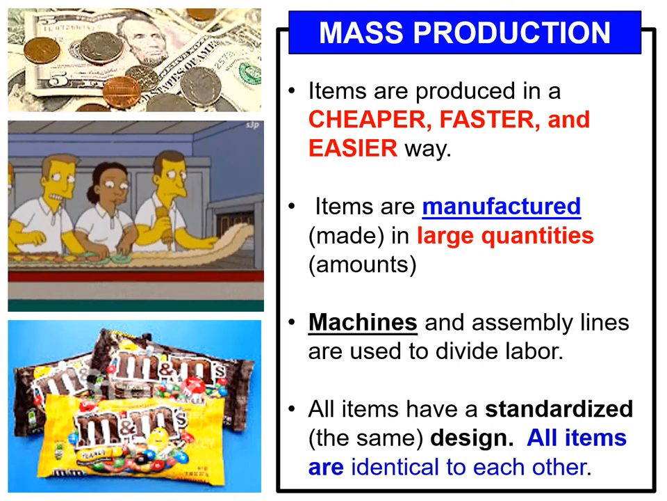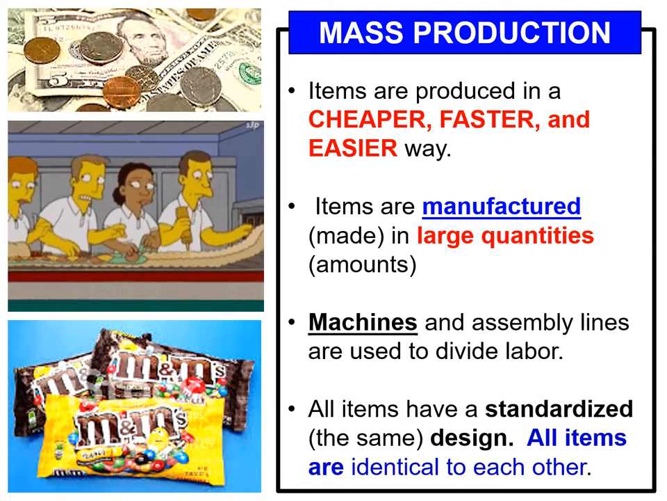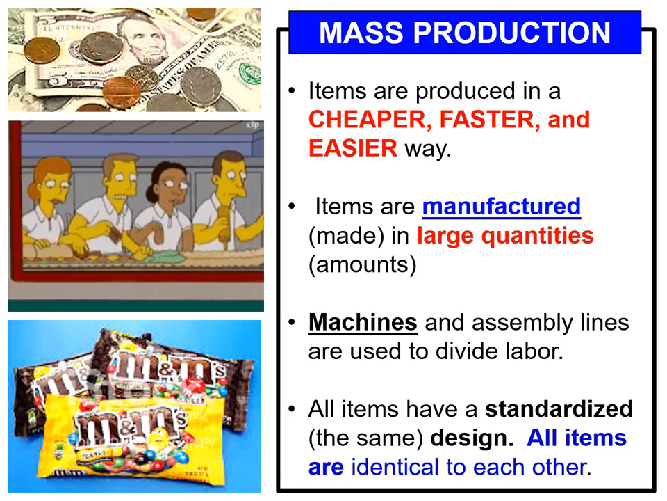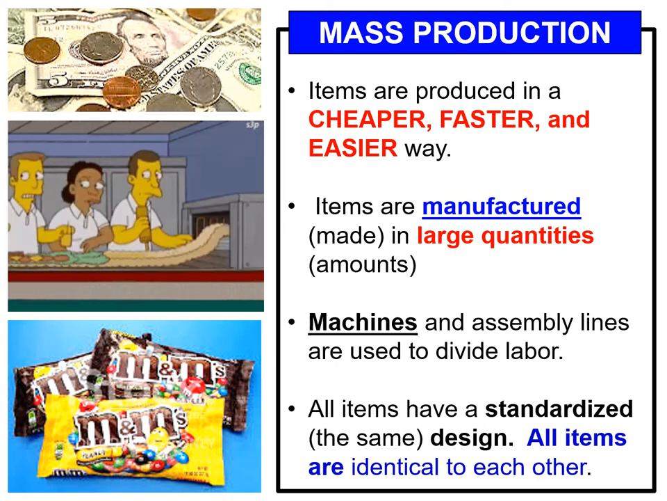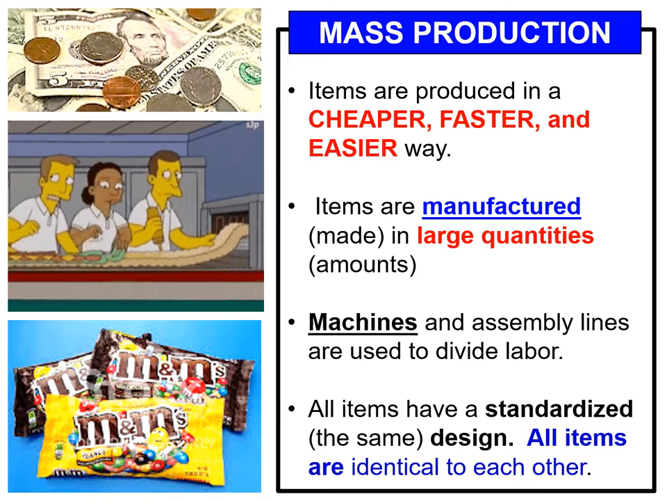So think of mass production as the same item being made over and over and over again, but in very large quantities, thousands and thousands of the same thing being produced. That's mass production.